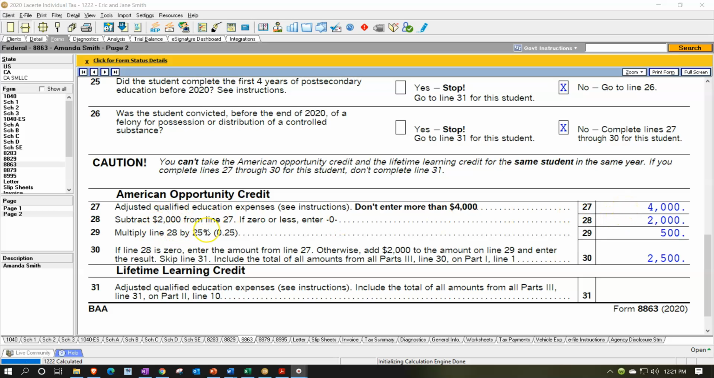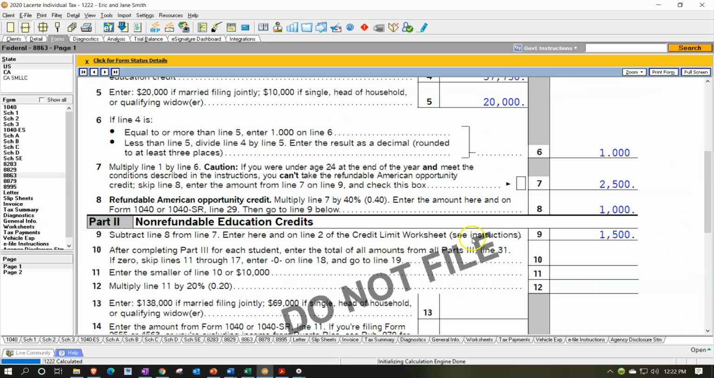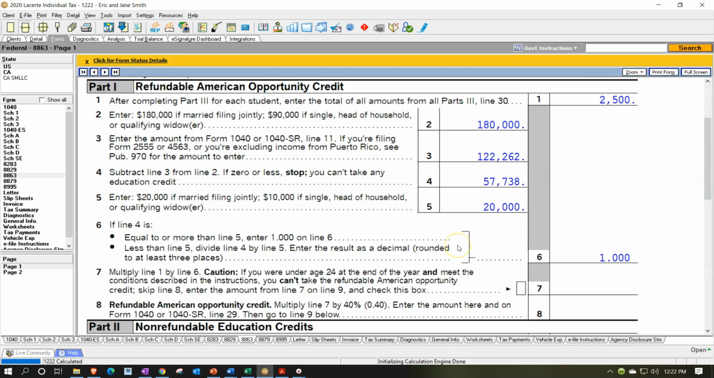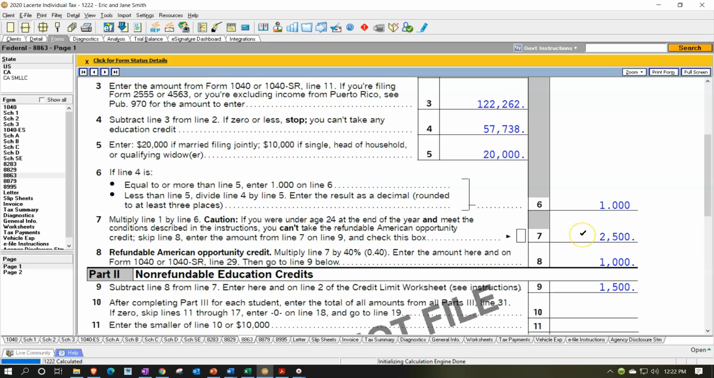And then it says subtract 2,000 from line 27, multiply line 28 by 0.25. And there's going to be our 5,000. Then it says if line 28 is 0, enter the amount from line 27. Otherwise, add 2,000 to the amount on line 29 and enter the result. So there's going to be our 2,500. Then if we go back to page 1 of our form, we've got the 2,500 here. Now they're calculating the income phase-out limitation cap, which we're not hitting right now. So we should be good on it.